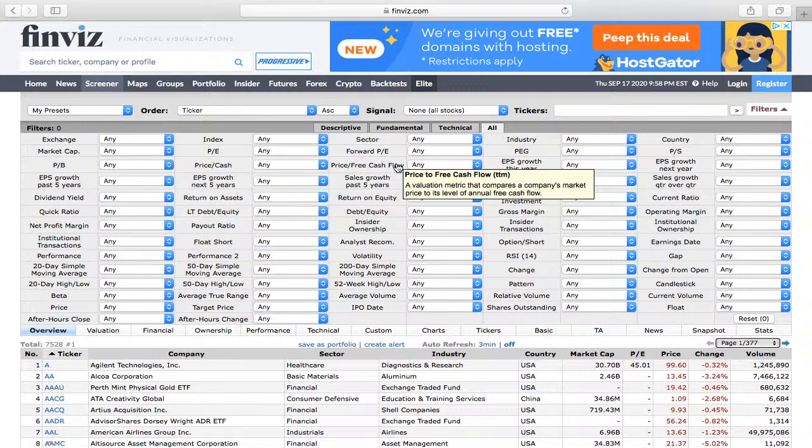So let's go ahead and get right into it and do our first stock scan for today.